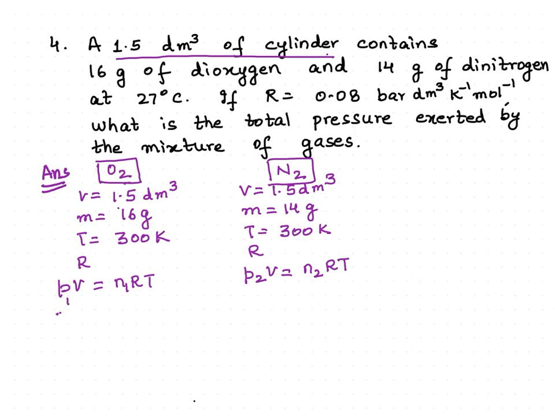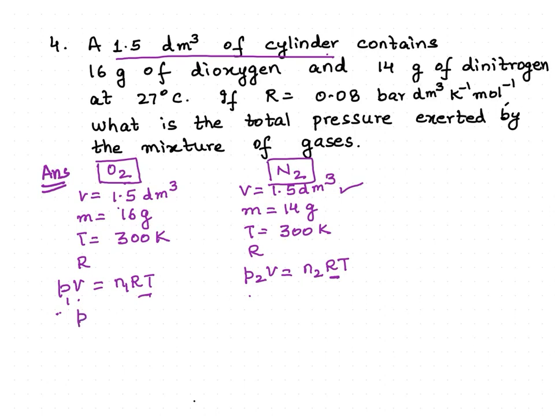Similarly, assuming that nitrogen occupies the entire volume of the cylinder, the pressure that you get would be the partial pressure of nitrogen. If you notice over here, R and T are same for both of the gases and volume is also 1.5. So before I go on to put in the values, let me simplify things for myself.